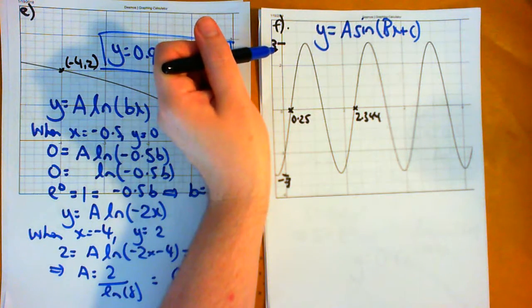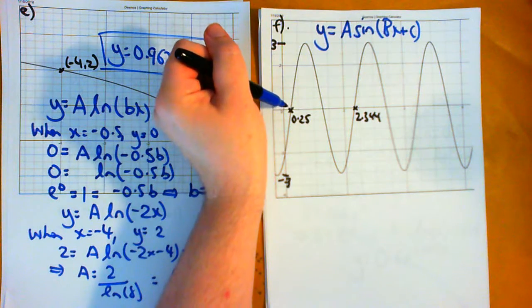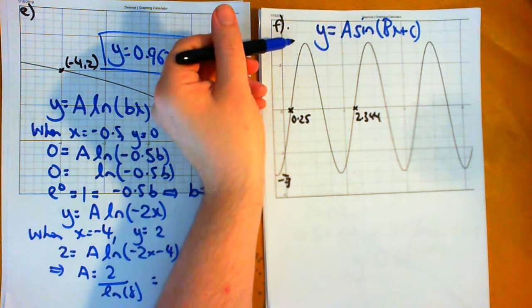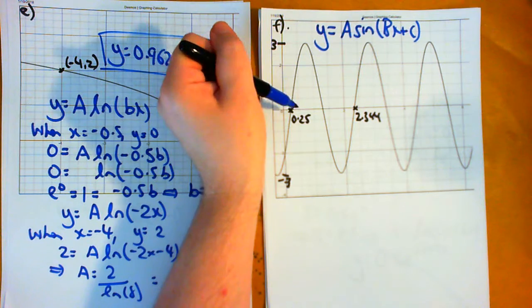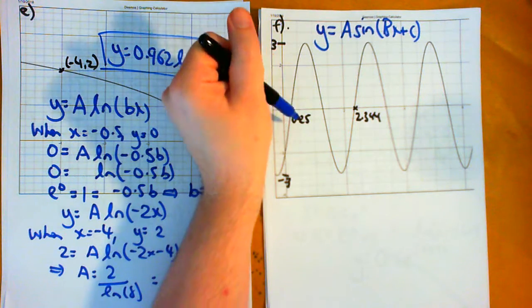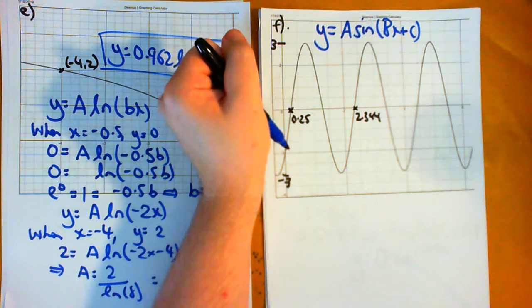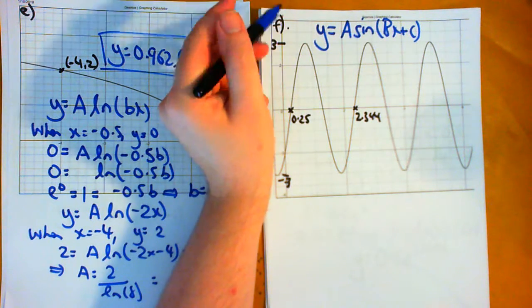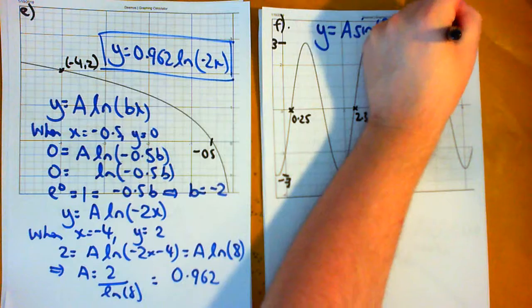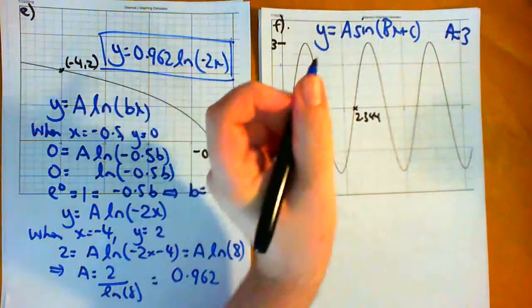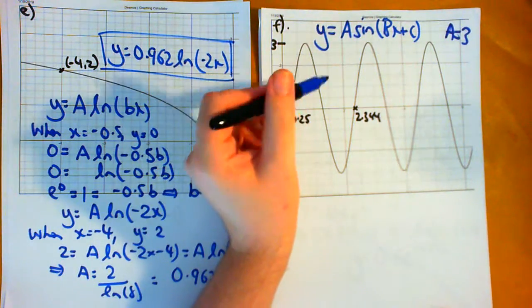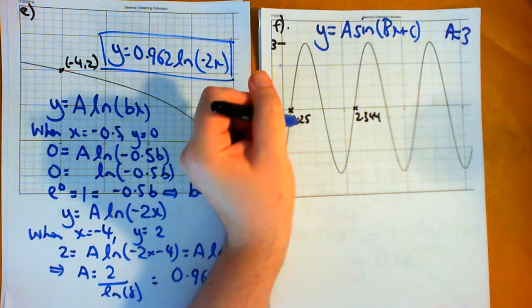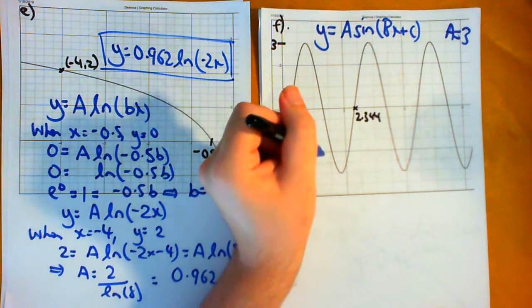So a is the amplitude, which we already can read off the graph. It's from the middle point to the highest point is a difference of 3, or from the lowest point to the middle point, that's also a difference of 3. So we can read that the amplitude is 3. So a equals 3. We can read that off immediately. Now what about b? b is going to be 2 pi over b equals the period.